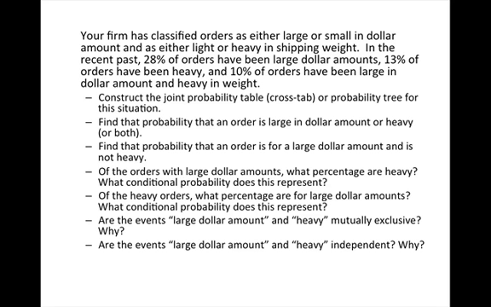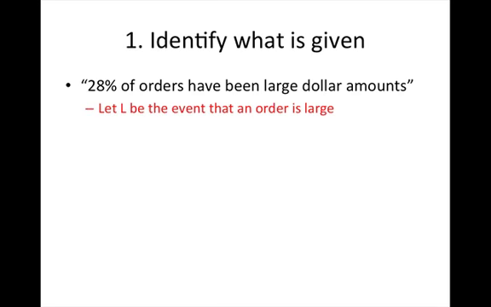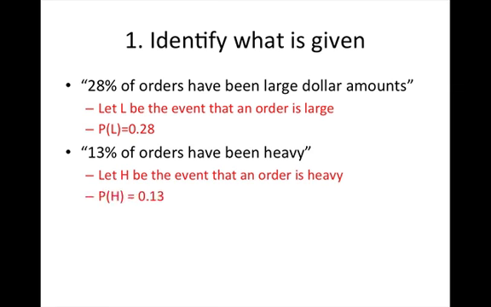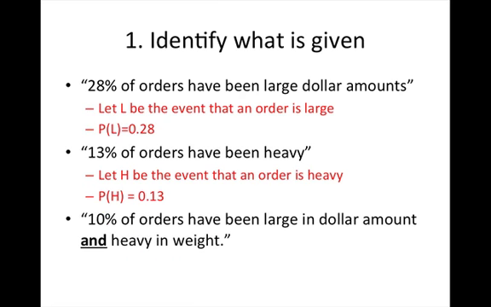So if you think about the steps, the first thing I said to do was to identify the given. So let's take a look at this statement. 28% of orders have been large dollar amounts. So if L is the event that something is large, probability of L is 0.28. We were told that in the given. Now let's look at the next thing that we were given. So 13% of orders have been heavy. So if H is the event that something's heavy, the probability of H is 0.13. The third piece of given is that 10% of orders have been large in dollar amount and heavy in weight.